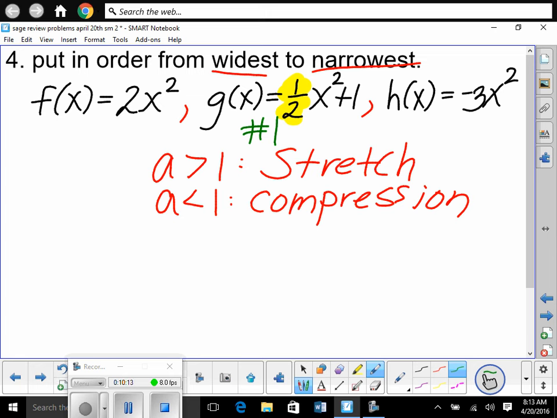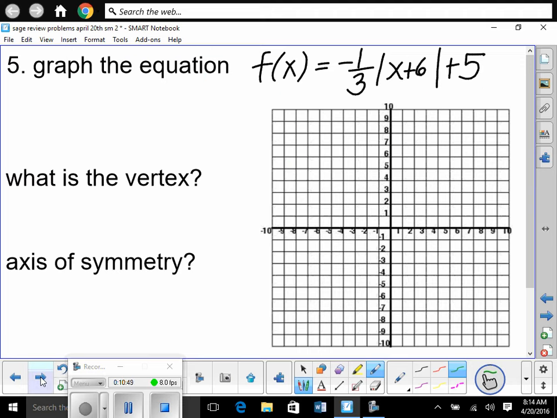Okay, what's the next widest? The first one, right? 2 is the next smallest. And then -3. People say, well, -3 is less than 1. But the negative reflects it. That doesn't do anything to the stretch or compression. Does everybody understand that? Okay, awesome. So this was a reflection, but it still was stretched. This 3 was the largest, so that would be number 3. So this is the next widest, and then this is the next widest. Questions on that? Okay.